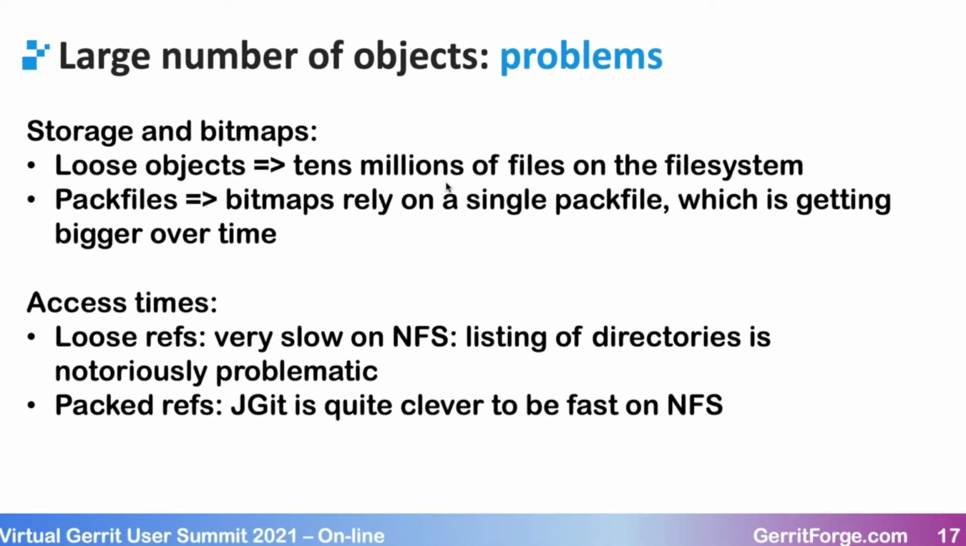Let's go now to a second problem. So what if you have instead a large number of objects? There are issues there as well. So first of all, similarly to refs, you can have two types of objects. One is called loose objects. It means every single object is a separate file on the file system.